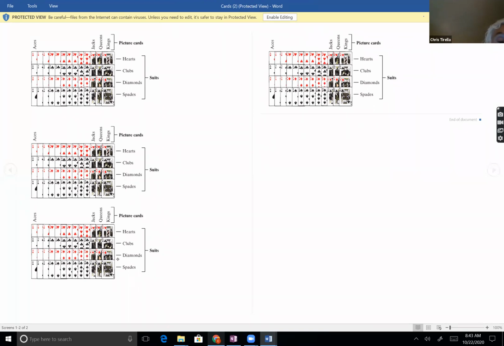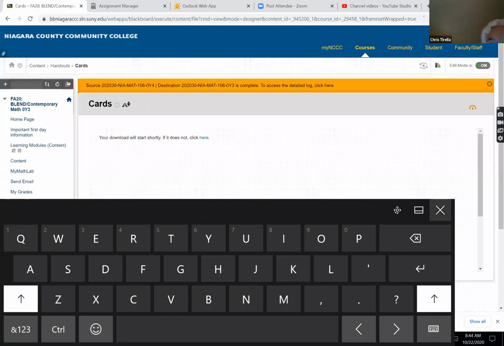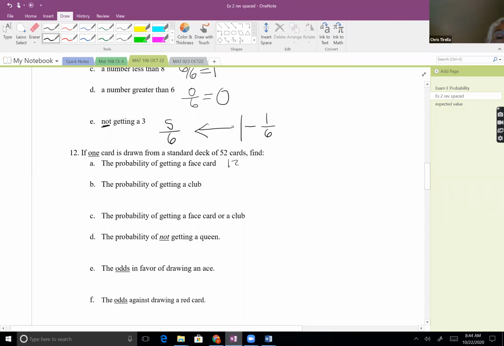It asks about a face card. The faces are on the Jack, Queen, King. And so when I count up, there are 12 of them. And so the probability of getting a face card would be 12 out of 52. Again, if you give me that, I will accept that. However, my labs won't. They want you to reduce it to 4/13.